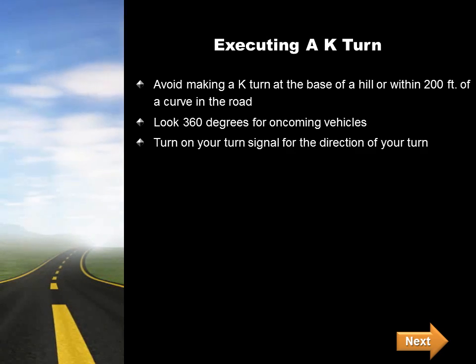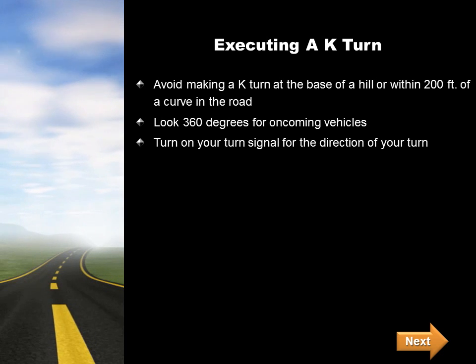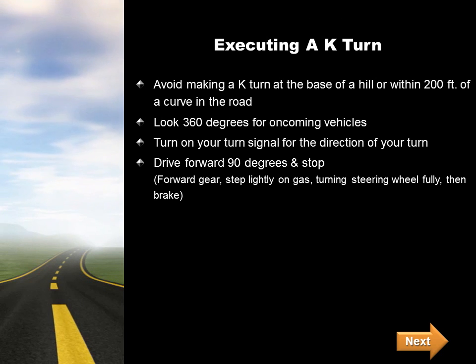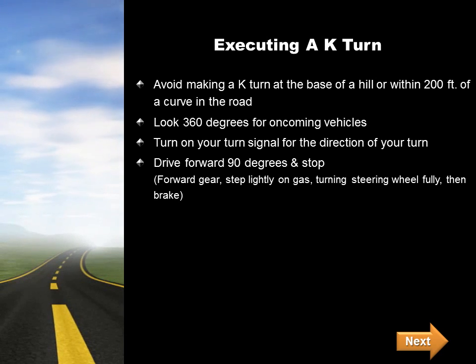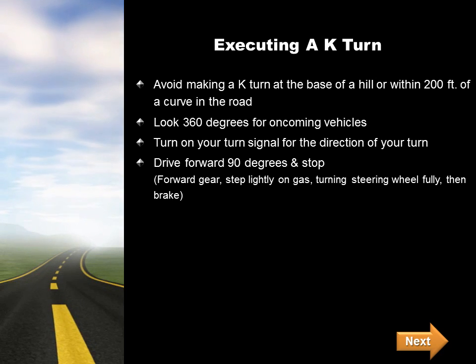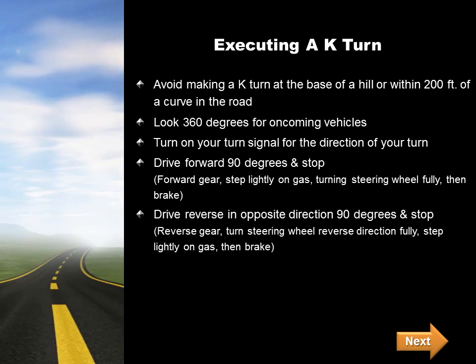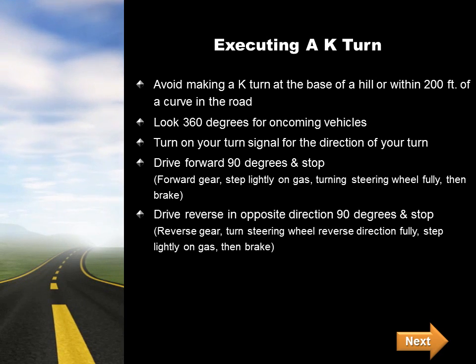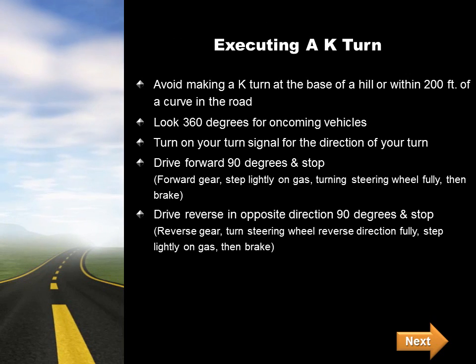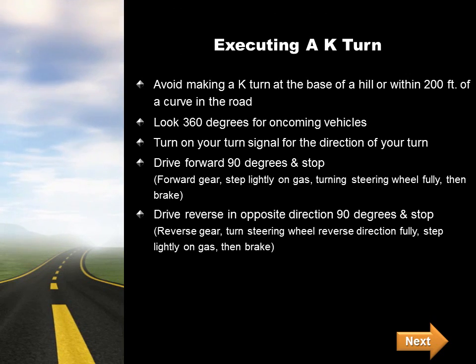When clear, turn on your signal to indicate the intended direction of your first turn. Drive forward slowly 90 degrees and stop before hitting the curb. Put car in forward gear, step lightly on the gas, turning the steering wheel fully, then brake to stop. Drive in reverse slowly, turning in opposite direction 90 degrees and stop before hitting the curb. Put car in reverse gear, turning the steering wheel in reverse direction fully, step lightly on the gas, then brake to stop.